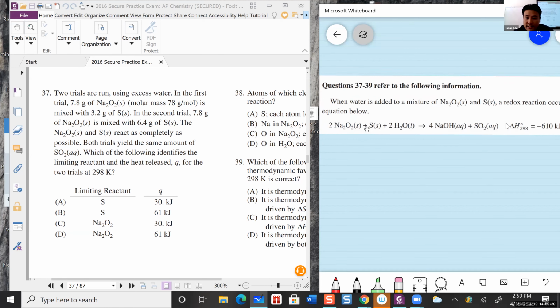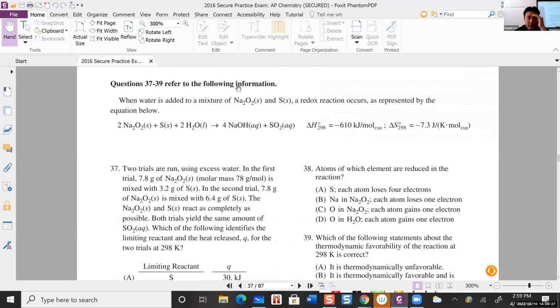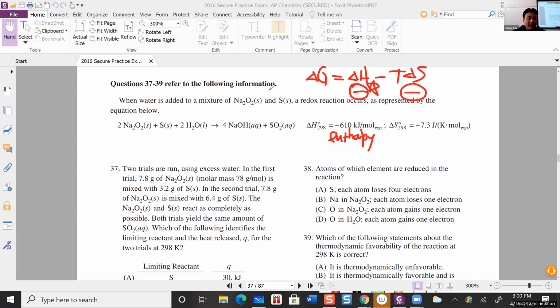So the question is that when water is added to the mixture, I'm just going to expand this. You can see that one of the reactants is water, and Na2O2 right there, and sulfur right there. Sulfur is a yellow soft solid, right? A redox reaction occurs, so they tell you the oxidation number change. Do you see this is exothermic and less disorder? So this is scenario number 4 with delta G equals delta H minus T delta S. You're exothermic with less disorder, so the driving force is enthalpy, delta H. This is more spontaneous at lower temperature, so G is negative at lower temperature.